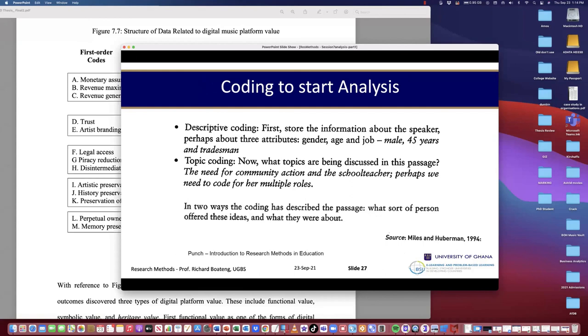So in the civic code, we can talk about the type of person he's talking about. The man is a male, he's 45 years old, and he's a tradesman. So you can say a tradesman who is older. These are the views they are saying. Number the topical codes. What is being discussed? The need for community action. A school teacher.